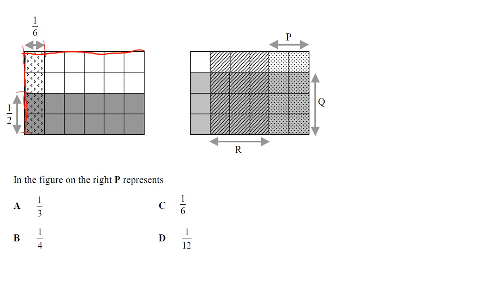Let's use this rule and apply it to our shape on the right to find what P represents. Now P is covering 2 little squares out of the 6 that run along the top. So it follows that P is 2 on 6 of this top side, which is equal to 1 on 3. Now 1 on 3 is our answer here, A.